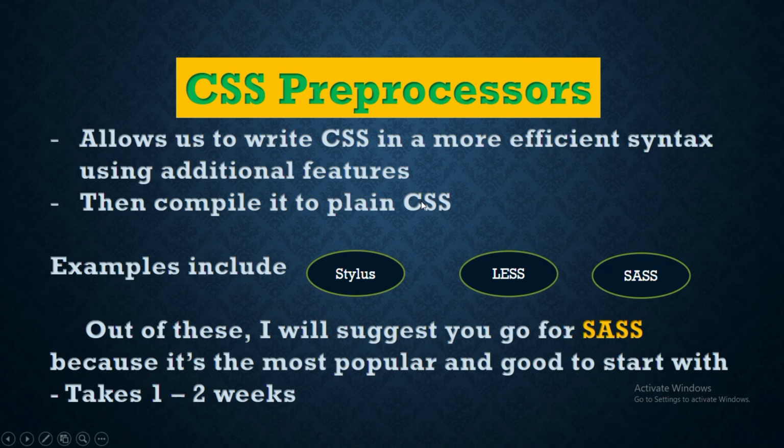It is very simple. It allows us to write CSS in a more efficient syntax using additional features. Then we compile it to plain CSS. Because we know very well that CSS is used for styling your web pages. And when you're working on complex, big projects, sometimes you need additional features. You need more than normal CSS can give you; it becomes tedious. It becomes frustrating sometimes.